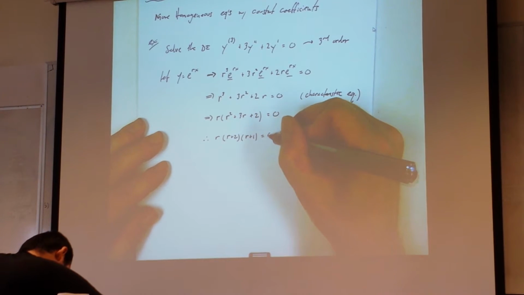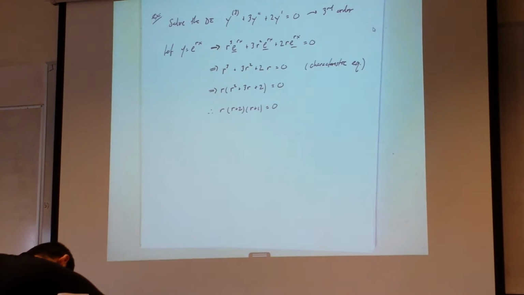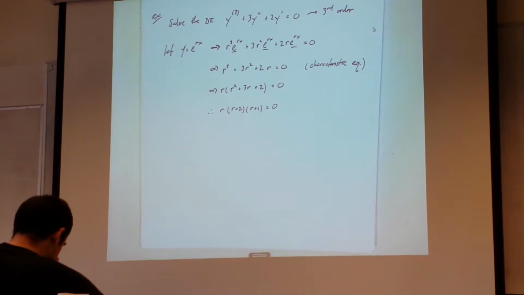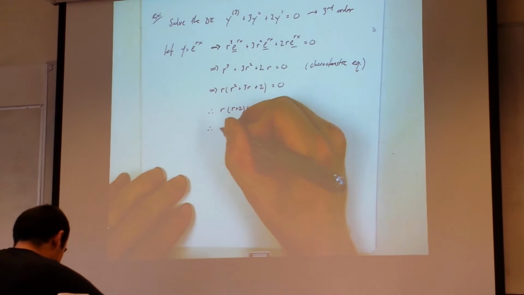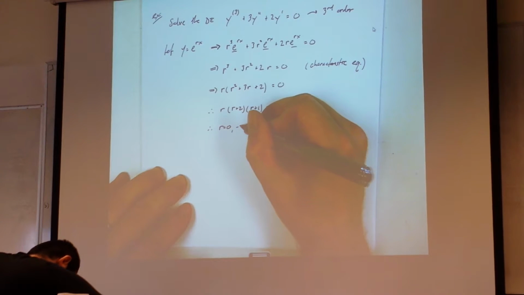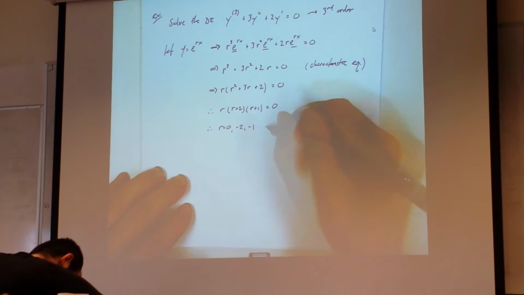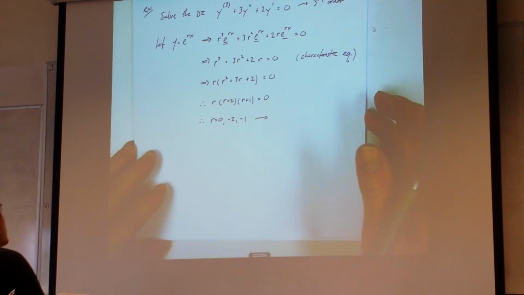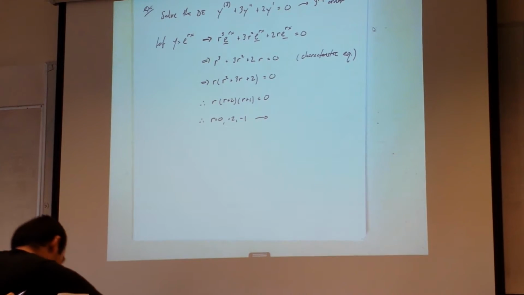All right, so there are 3 solutions to this, yeah? Okay, so what are they? 0, negative 2, negative 1, and this is 3 distinct roots.